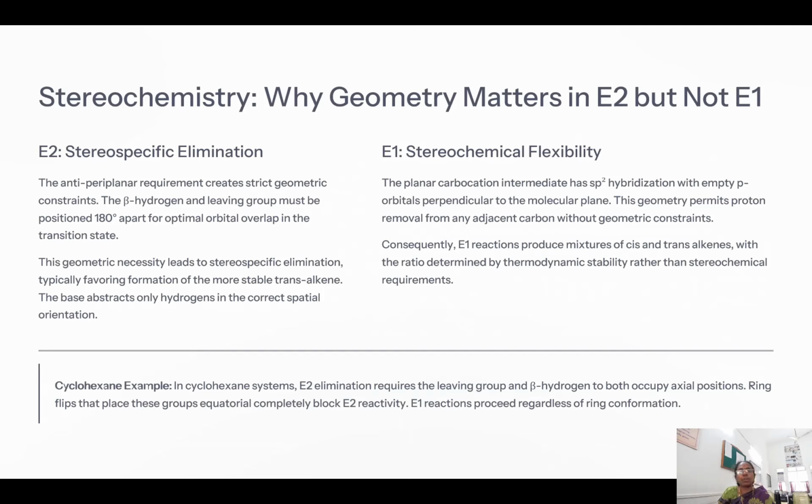But in the stereochemical flexibility of E1, the planar carbocation intermediate has sp2 hybridization with the empty p orbital perpendicular to the molecular plane. So this geometry permits proton removal from any adjacent carbon without geometrical constraints. Consequently, E1 reactions produce a mixture of cis and trans alkenes with a ratio determined by thermodynamic stability rather than stereochemical requirement.